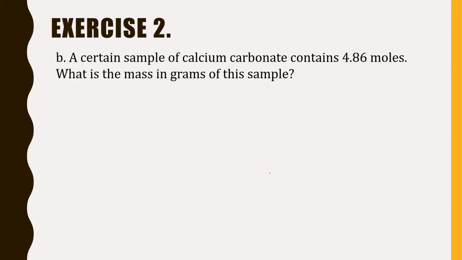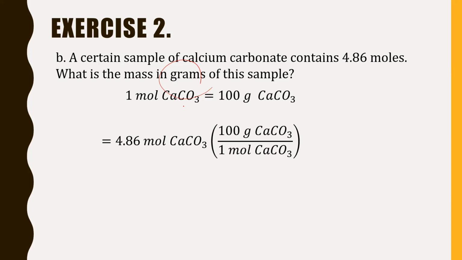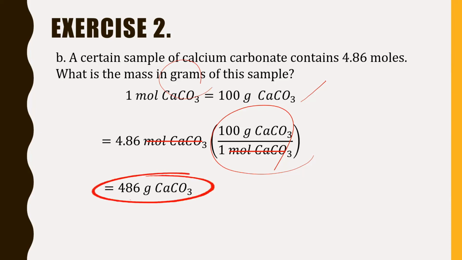For letter B, sinatanong doon kung ilang grams. So our unit should be in grams. So, based on the molar mass, 1 mole of calcium carbonate is equal to 100 grams of the sample. So, the given 4.86 moles, anong gagawin natin doon? Multiply natin sa molar mass. Remember, this is your molar mass. Cancel out natin yung mole calcium carbonate there, and here, 4.86 times 100. So we have 486 grams of calcium carbonate. Perfect. Okay, well done.